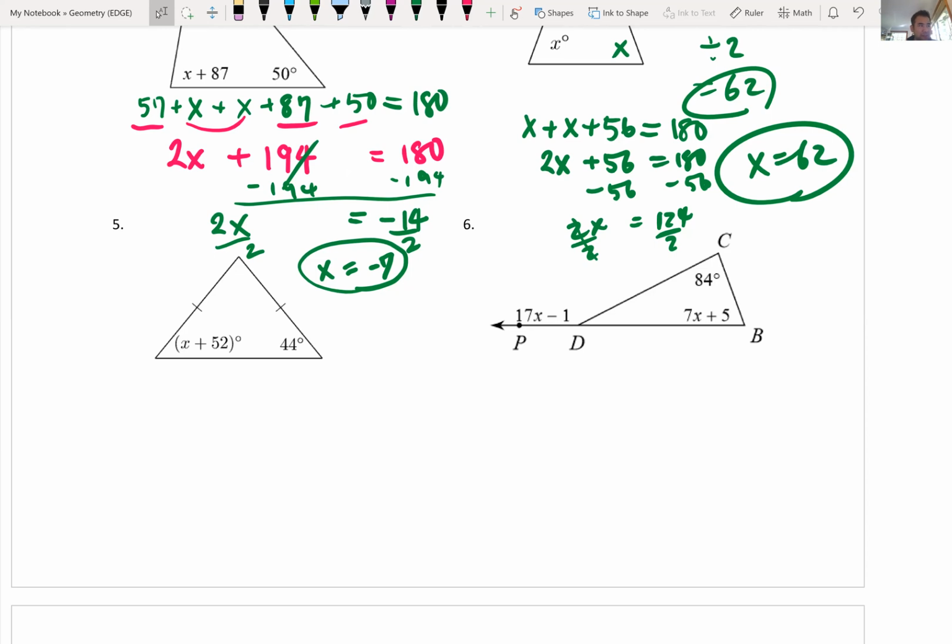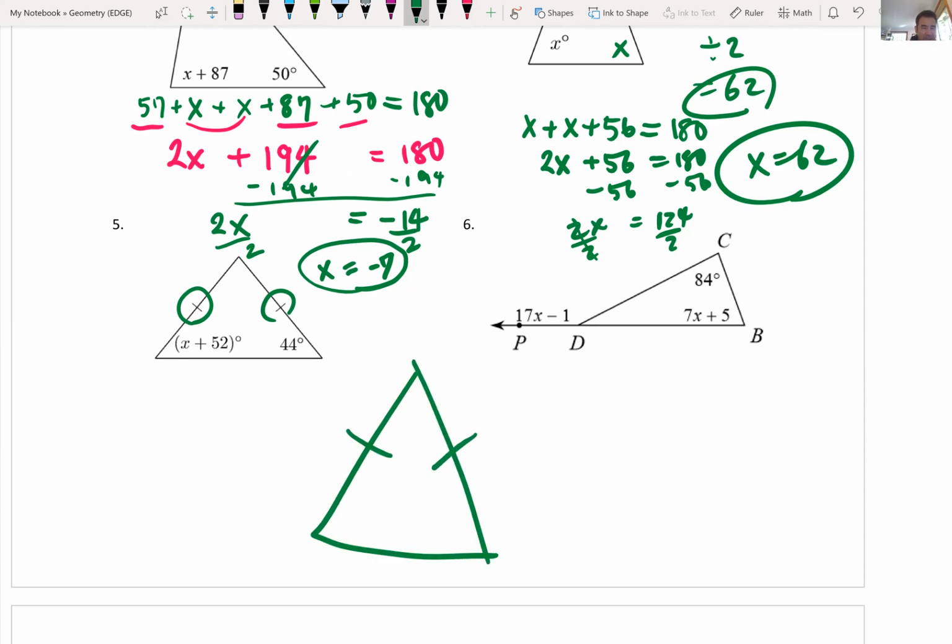So let me guide you through this. Again, what kind of triangle is this? It is an isosceles triangle. That's right. Again, it's this marking right here. And what have we been talking about with an isosceles triangle? If 2 sides are the same, what do you know about the bottom angles? Bottom angles are also equal to each other. So what's the equation?